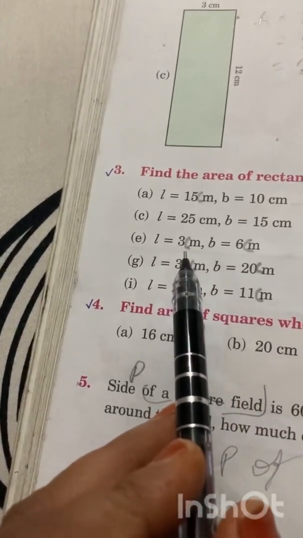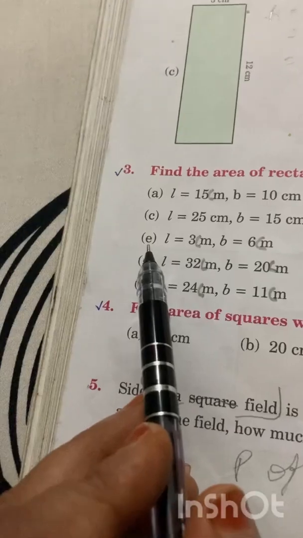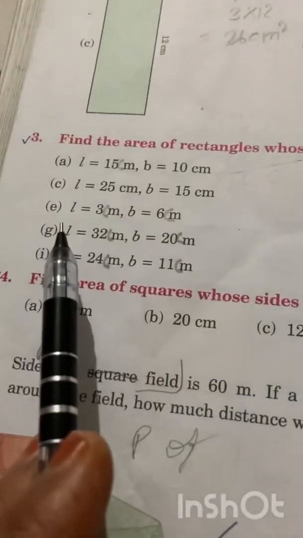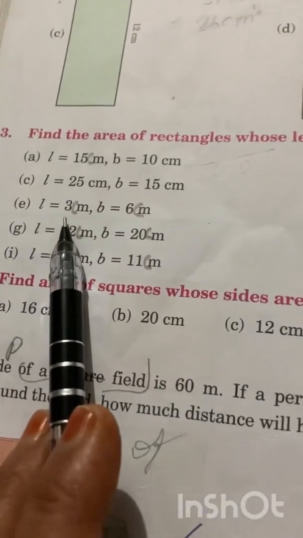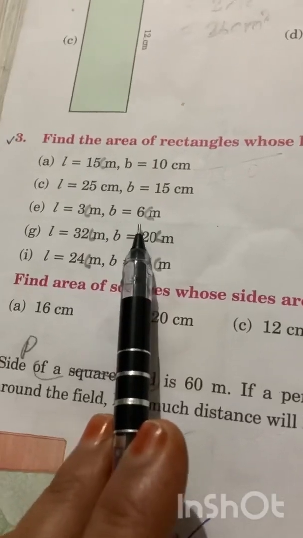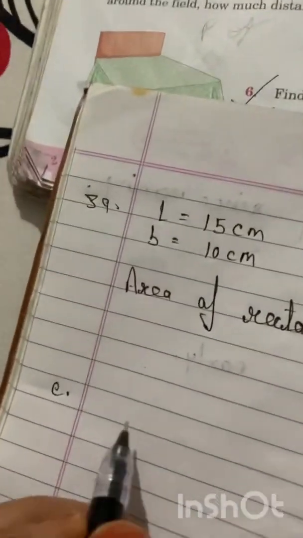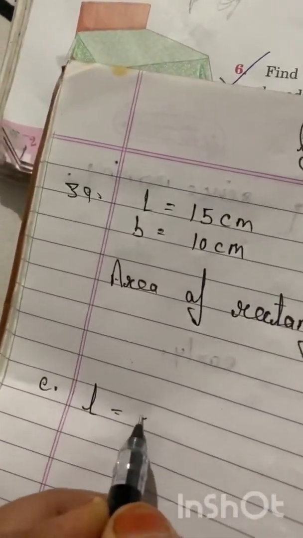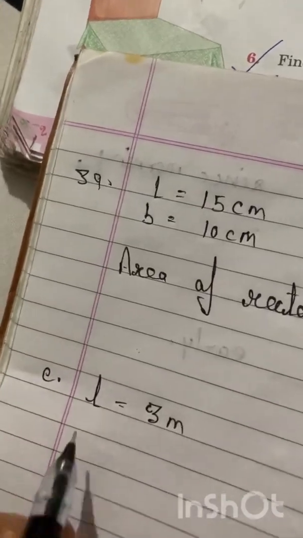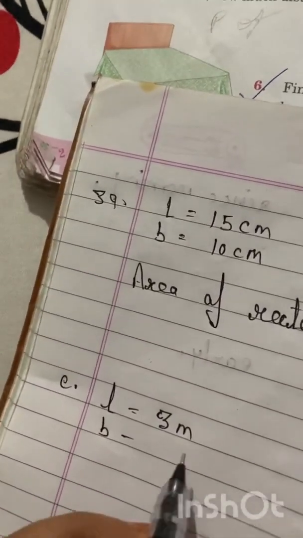Suppose it's number E. Number E, length is equal to 3 meter and breadth is equal to 6 meter, and we have to find out its area. Number E, what is length? Length is equal to 3 meter, and what is breadth? It's 6 meter.